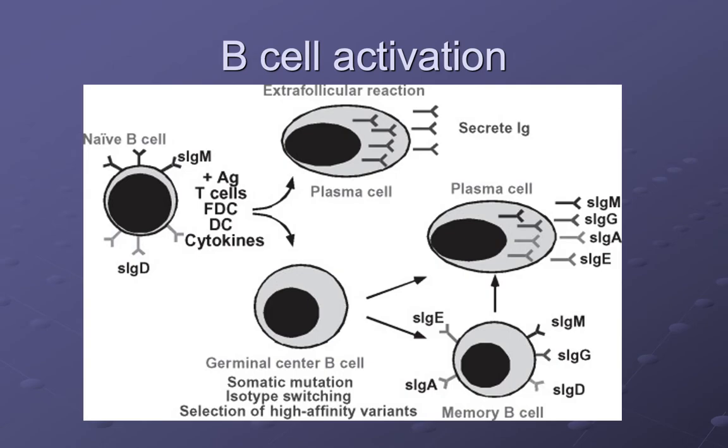The extrafollicular reaction will yield our short-lived plasma cells that can secrete predominantly low affinity IgM. While those that finish germinal center residence will generate long-lived cells. They will be responsible for long-term humoral immunity, and essentially they are high affinity memory B cells, and memory B cells as well as the antibody secreting counterparts.